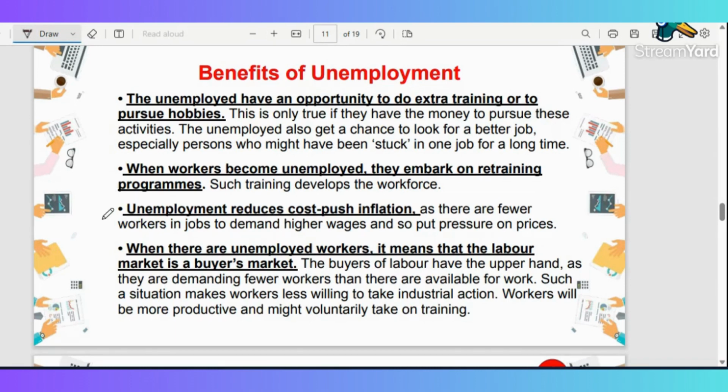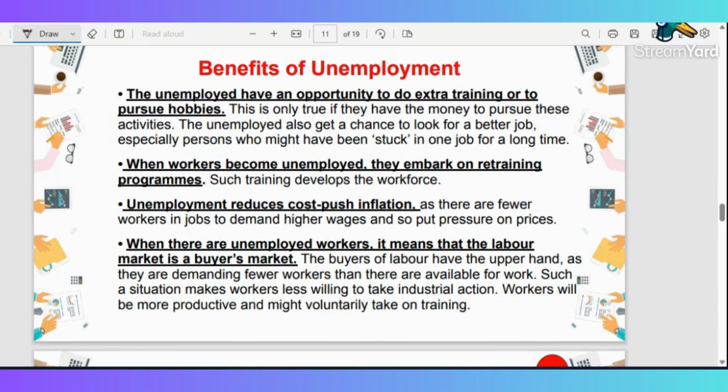And also unemployment reduces the cost push inflation, as there are fewer workers in jobs to demand the higher wages and so put pressure on prices. Right, so that's the cost push inflation. It reduces the cost push, those are the prices of the products. So as there are fewer workers in the job, the firms would be paying less wages to these workers. So the pressure won't be that bad on the prices of the products.